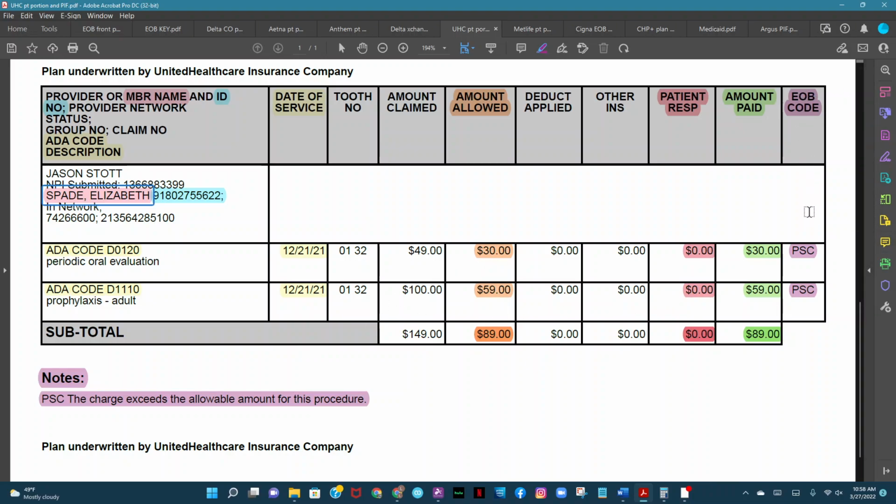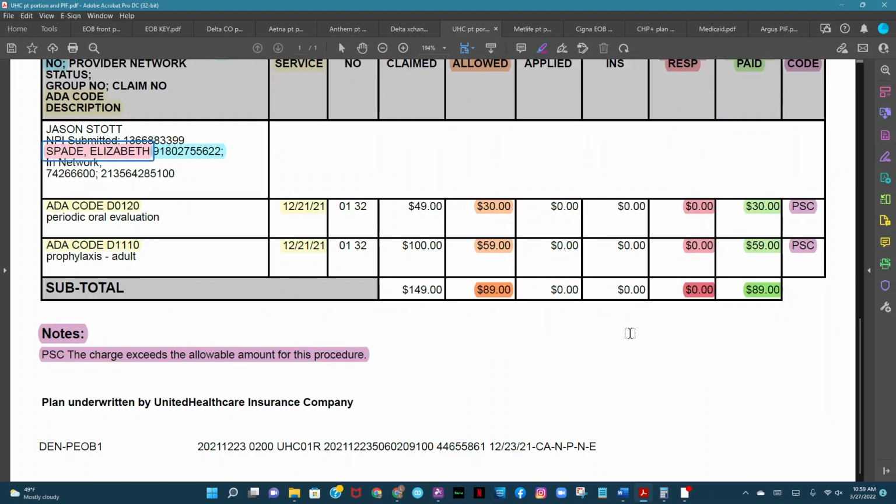As you can see, we do have an EOB code of PSC on each line. The note here says the charge exceeds the allowable amount for this procedure. So again, this is the amount claimed, the amount that we sent in. They're saying, hey, that's too high. That's not what we agreed upon. This is actually the contracted allowed amount that we contracted with you. So this is what we will be paying, paid in full. Patient owes nothing. Okay.